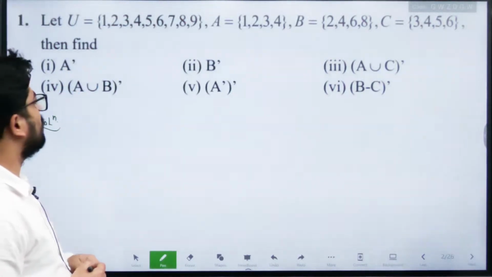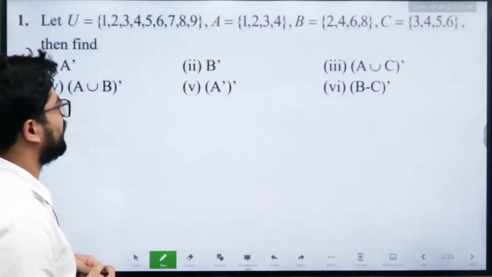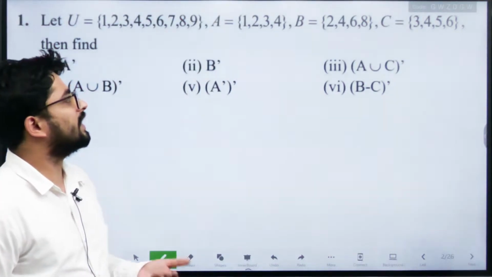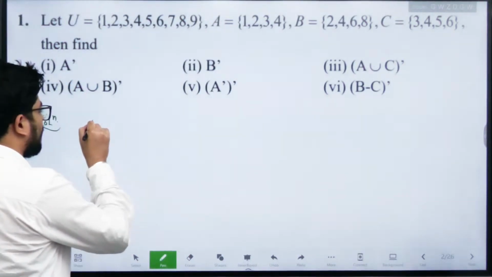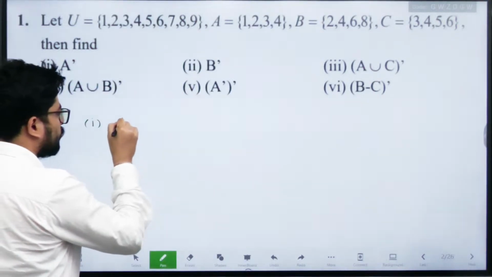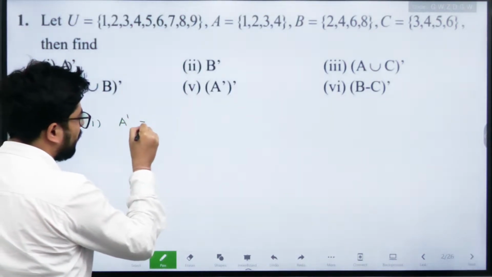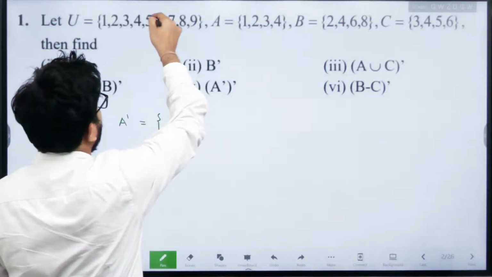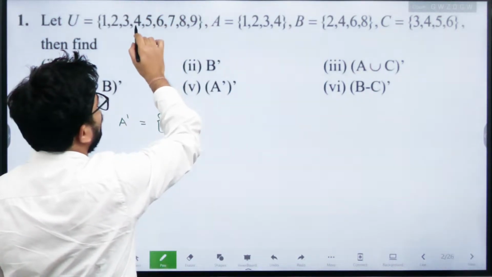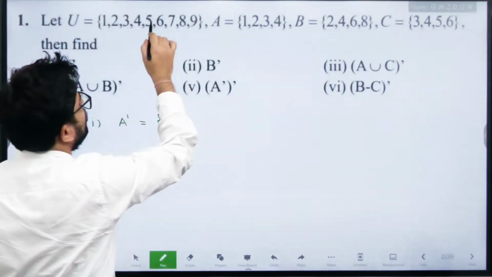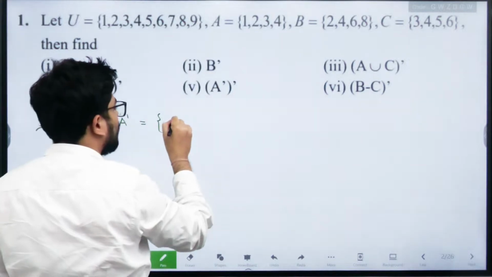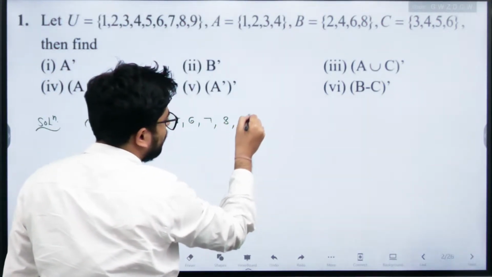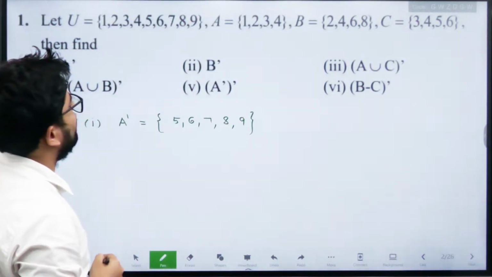Okay, first part is you have to find A complement. A complement means the collection of all the elements which are in the universal set but not in A. So for the first part, where you have to calculate the complement of set A, we have 1 2 3 4 in A, so we have to write all the elements of the universal set which are not in A. That is 5 6 7 8 and 9. Got it? 5 6 7 8 9.